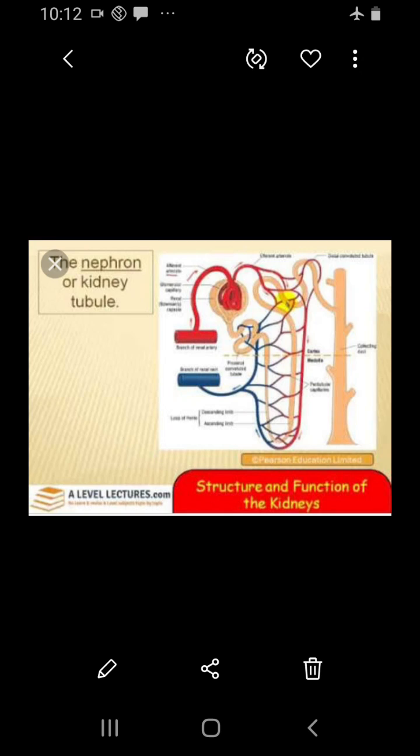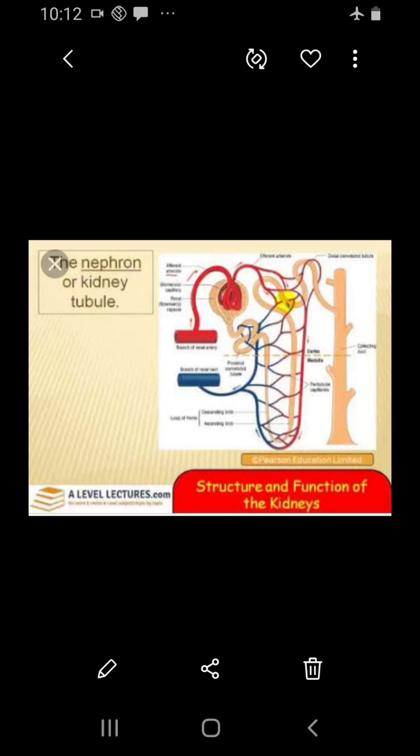Each nephron consists of a renal corpuscle, or Malpighian corpuscle, and a renal tubule. The renal corpuscle consists of a cup-shaped structure called the Bowman's capsule. It contains a bunch of capillaries called the glomerulus. So the main parts of this structure are the Bowman's capsule, glomerulus, renal corpuscle and renal tubule.